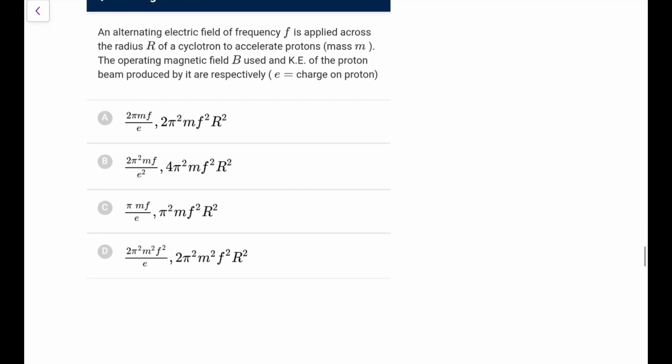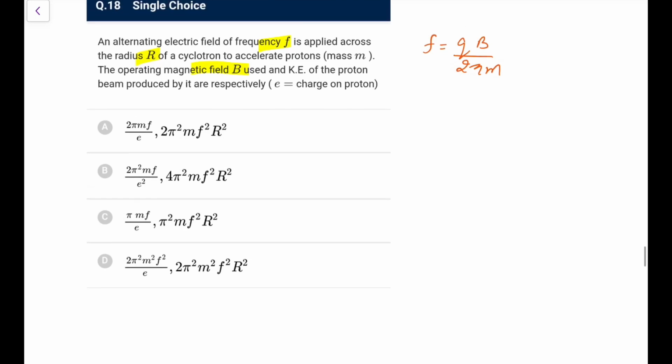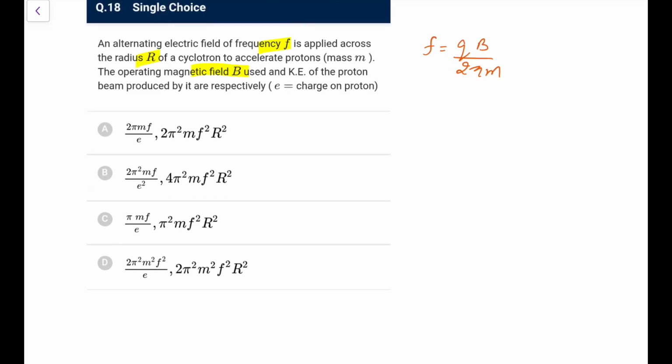Next one, an AC alternating electric field of frequency f is applied across the radius r of a cyclotron to accelerate protons. The operating magnetic field B used and kinetic energy produced are, respectively. So first of all, this frequency must be equal to QB by 2 pi m. You know this figure. This is QB by 2 pi m for sure. This is the frequency and the kinetic energy of the proton beam produced.